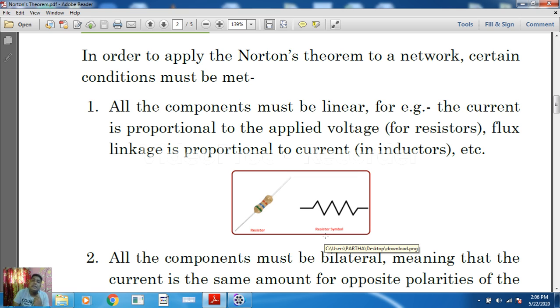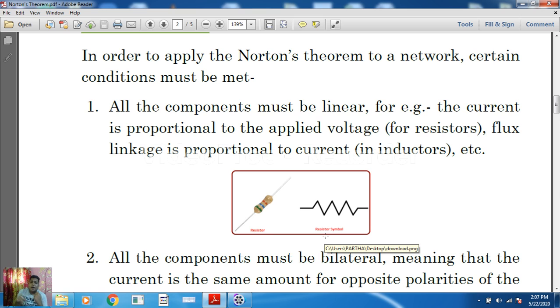The first point is linear. What is linear? A linear element is an element whose VI characteristic is linear. What does that mean? The VI characteristic will follow the straight line equation. What is the straight line equation? y equals mx plus c.